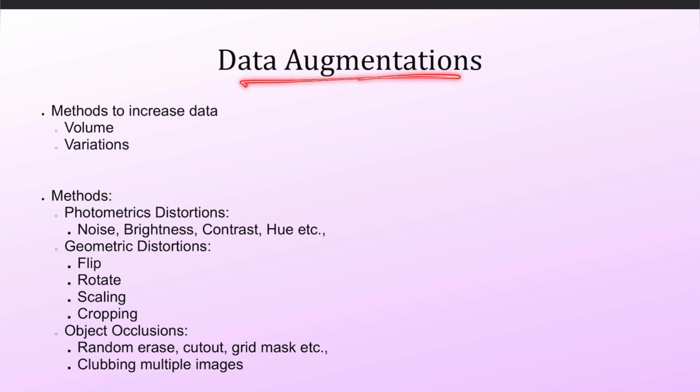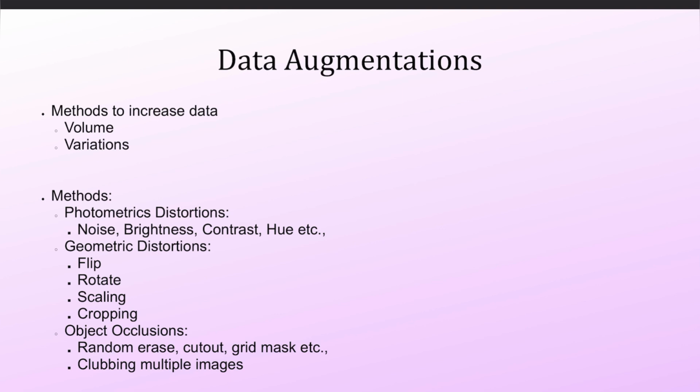So let's start with data augmentations. What exactly are data augmentation methods and why do we need them? Basically, data augmentation methods are a way to increase the dataset, either increasing the volume or increasing the variations in the data. So we modify the existing dataset, in this case the images and annotations, to increase the dataset size and also the diversity of the dataset. Why do we need this in the first place? This actually helps the model generalize better and become robust to real world deployment.